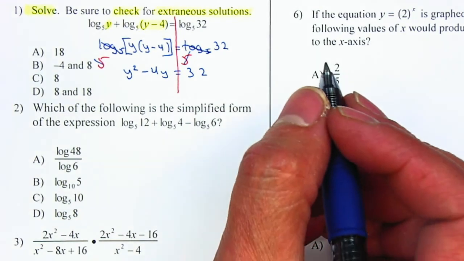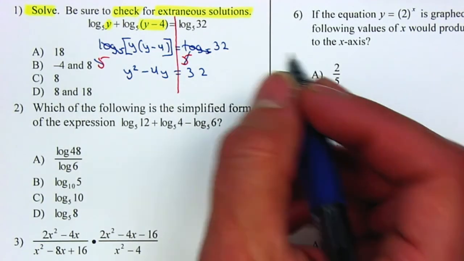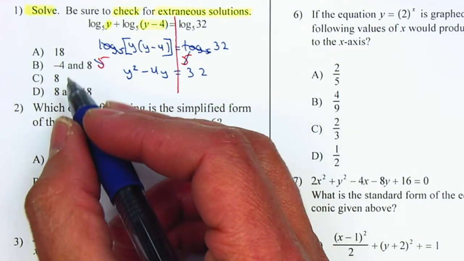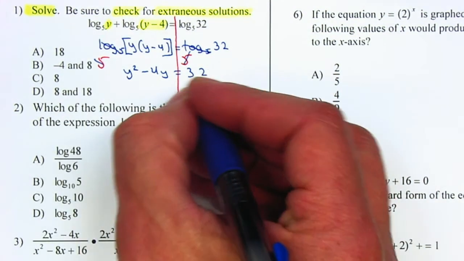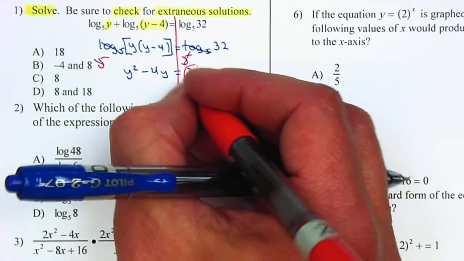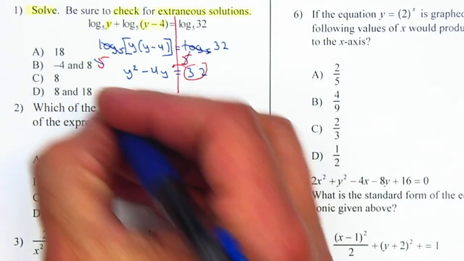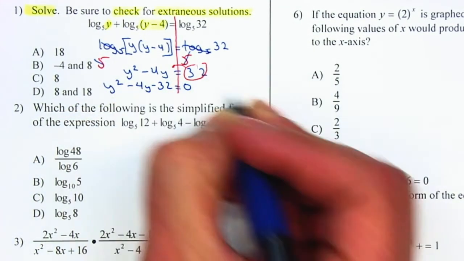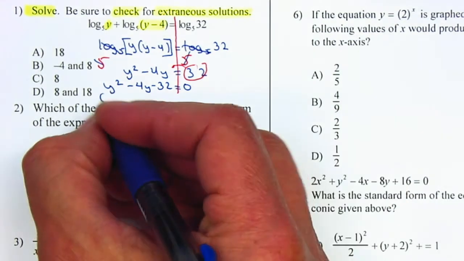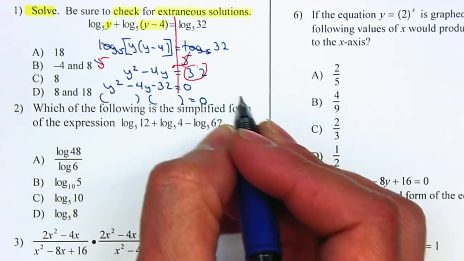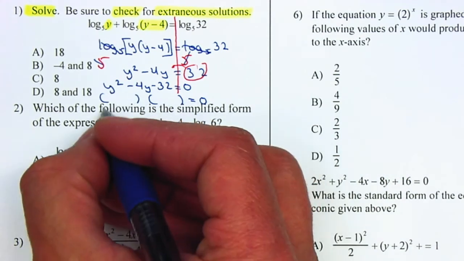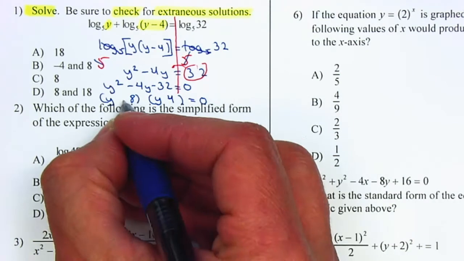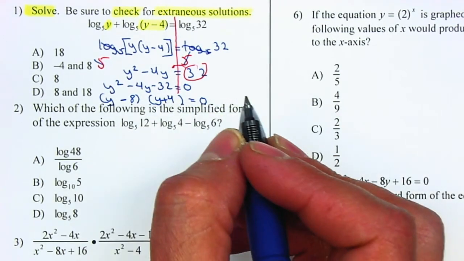I want to be able to solve for y, and I have a quadratic equation. So I want to see if I can factor it. And by looking at my solutions, I know I should be able to factor it. So I'm going to move my 32 to the left to make it equal to 0. Y squared minus 4y minus 32 is equal to 0. Now I can factor. Factors of y squared are y and y. Factors of 32 are 8 and 4. This is a negative, this is a positive.